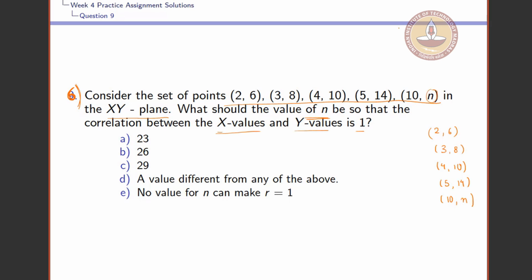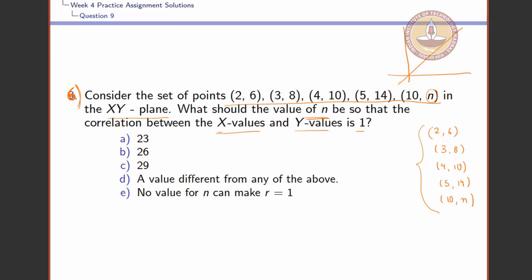So when do we have the correlation coefficient value to be equal to 1? The correlation coefficient will be equal to 1 only if there is a linear relationship between these points. It means that all these points should lie on a straight line and it should be positive. Like if x is increasing, y should also increase, and if x is decreasing, y should also decrease.